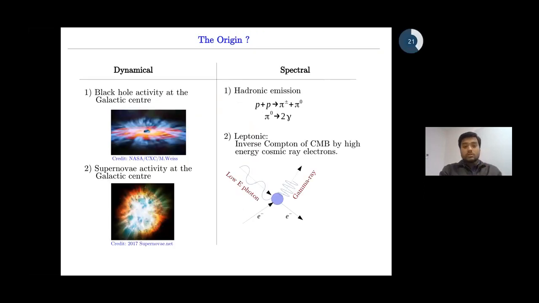So again, what is the origin of the Fermi bubble then? The question of origin can be divided into two parts: one is the dynamical origin and one is the spectral origin. The dynamical origin is more obvious: what gave rise to the energy for these bubbles, whether it is a black hole or supernovae. In the spectral origin case, you can think about where the gamma rays come from. Is it a hadronic process? Is it an electronic process? What is the main process that gives rise to the gamma rays?